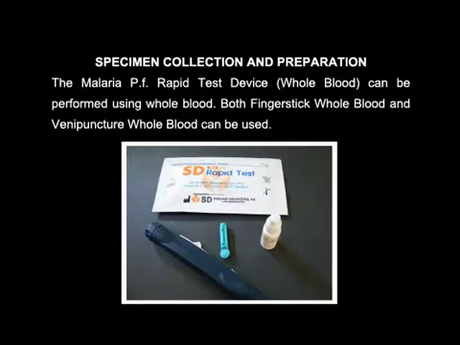The Malaria PF rapid test is a rapid chromatographic immunoassay for the qualitative detection of circulating Plasmodium falciparum in whole blood. The Malaria Plasmodium falciparum rapid test device can be performed using whole blood. Both fingerstick whole blood and venipuncture whole blood can be used.